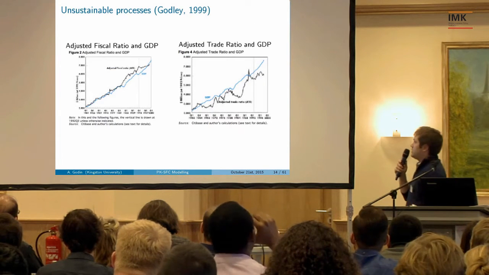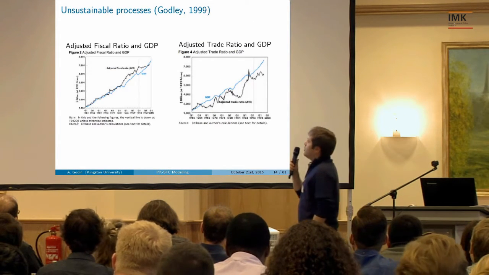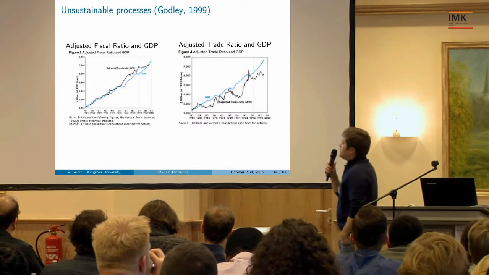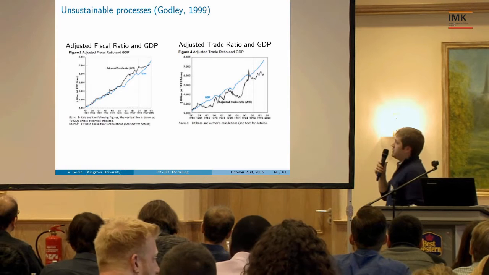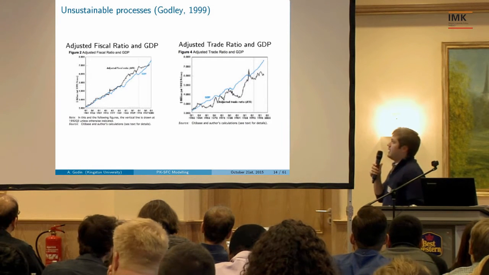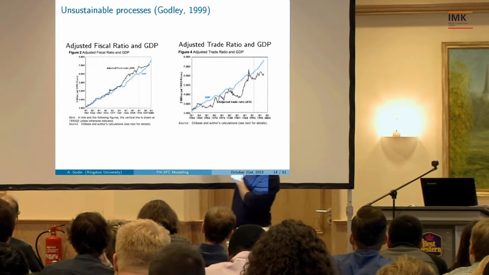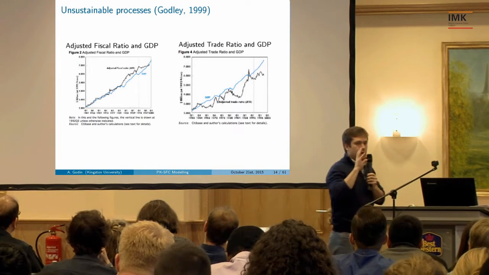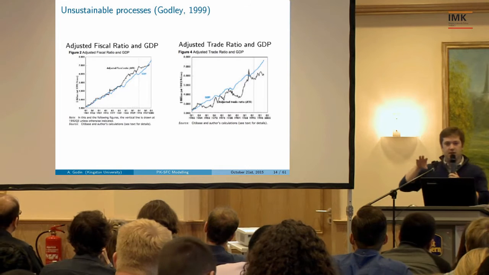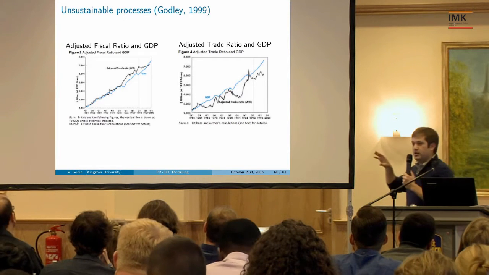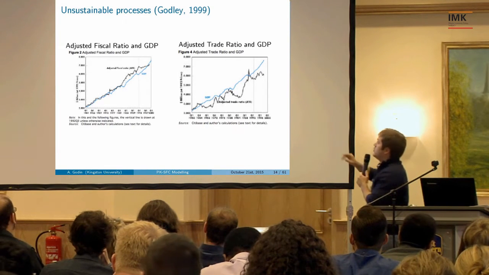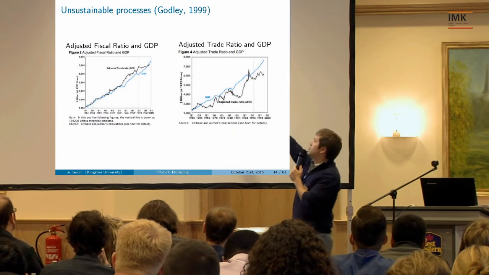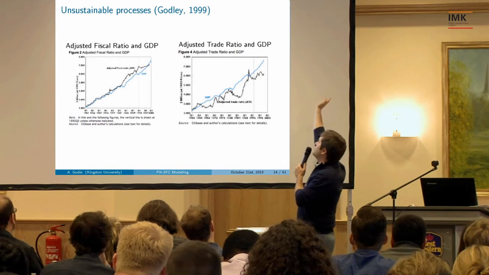And you can look at the dynamics of these things and see, all right, if you look at the adjusted fiscal ratio on the left, you see that it has been above GDP for quite a long period of time. But it reverted towards the 2000s. That's when Godley was saying, okay, we see a change in dynamics here, and that's going to be a problem in the future.